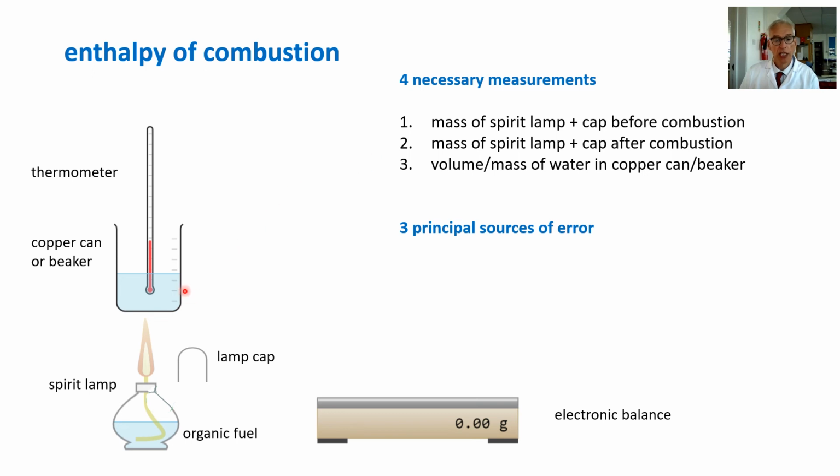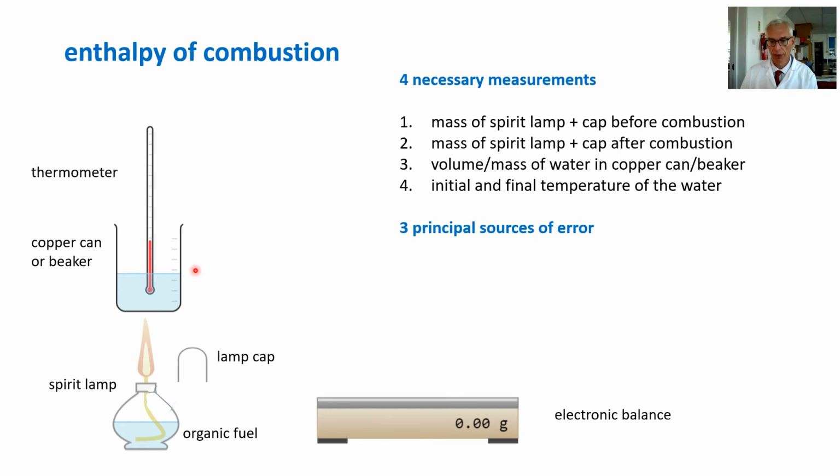You need to know the exact volume or mass of water in the copper can. You can use volume and then assume that it has a density of 1 gram per centimeter cubed, or you can use a balance to measure the actual mass. And then of course you need the initial and final temperatures of the water in the copper can. So you're going to combust the fuel. You need to know the mass of the fuel that has combusted by comparing 1 and 2. You need to know the mass of the water and what its temperature change is.